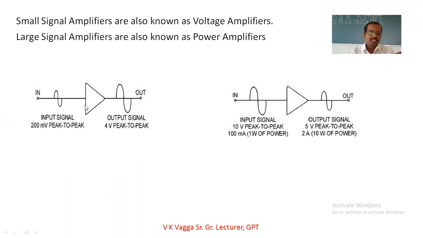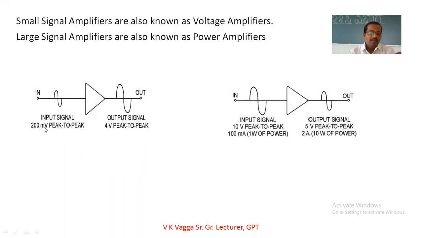Suppose, consider this first diagram, so that you can observe this is an input, and you can see it is an amplifier, and the output is taken at the output of the amplifier here. This is an input signal and this is an output signal. It can be easily observed that the output amplitude is more than the input here. The input signal amplitude is 200 millivolts peak to peak, and the output received is 4 volts peak to peak here.